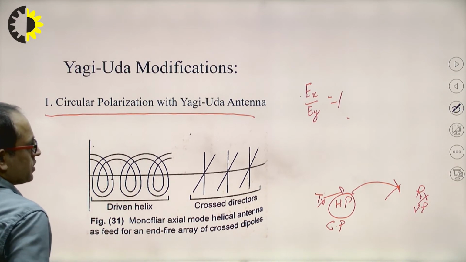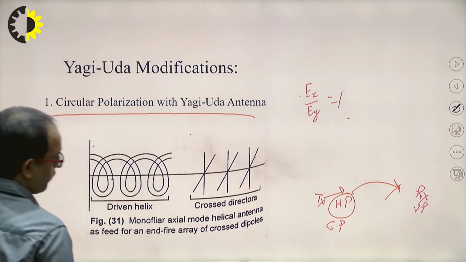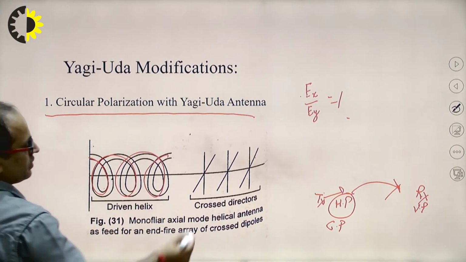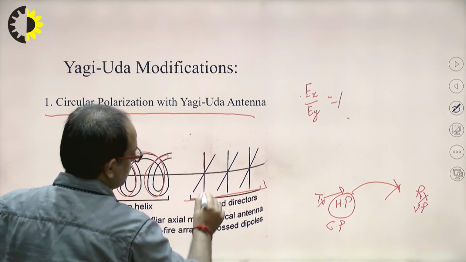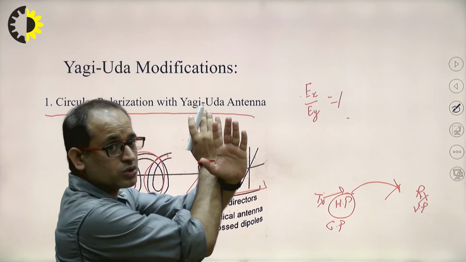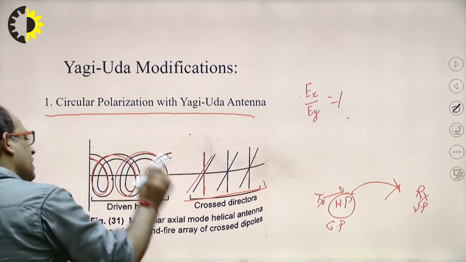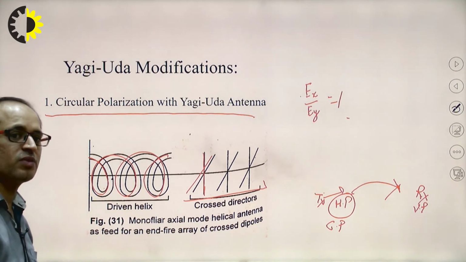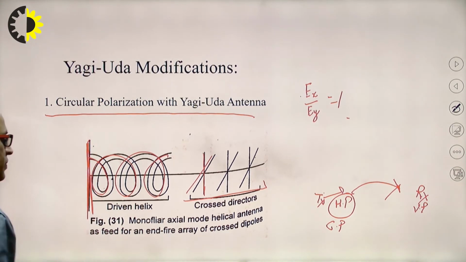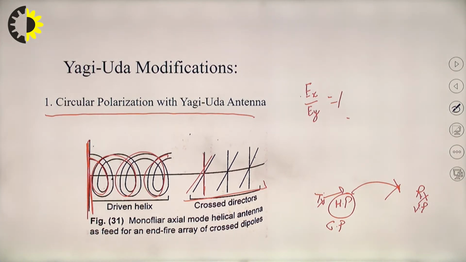In circular polarization, see, the driven element is now what? A helix, in the form of a helix. This is the driven element, and these are the cross directors. One is placed like this, and this one. These act as cross directors, which increase the directivity, and this helical antenna produces circular polarization, and this will act as a what? Reflector. Clear? So this one is the modification done to the Yagi-Uda antenna.